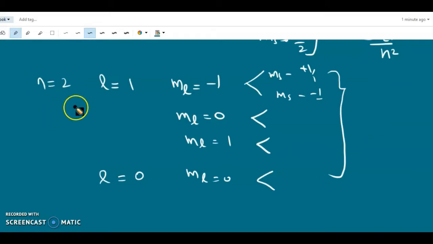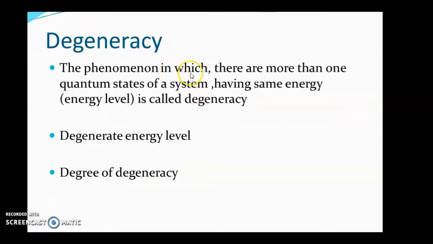So this phenomenon in which there are more than one quantum states of a system having the same energy is called degeneracy. And the energy level that contains more than one quantum state is called a degenerate energy level. And the total number of independent quantum states having the same energy is called the degree of degeneracy.